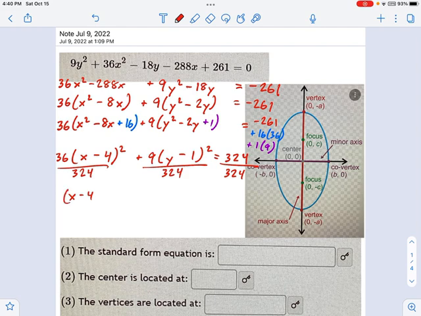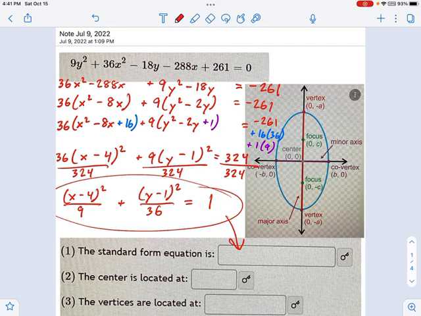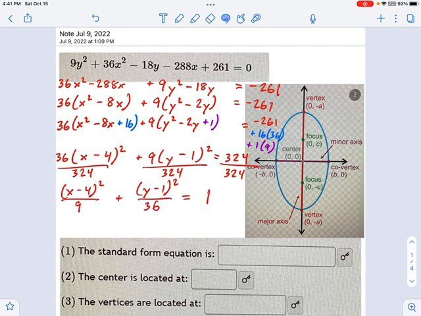X minus 4 squared. 36 over 324 simplifies to 9. And 9 over 324, well, that's easy. That simplifies to 1 over 36. And then, obviously, 324 over 324 is just 1. This is what we have. This right here is our standard form. Okay? Now, we learn a couple of things from this. There's a lot of reasons we like this form in particular right here. And I want to write the first and most obvious right below it.